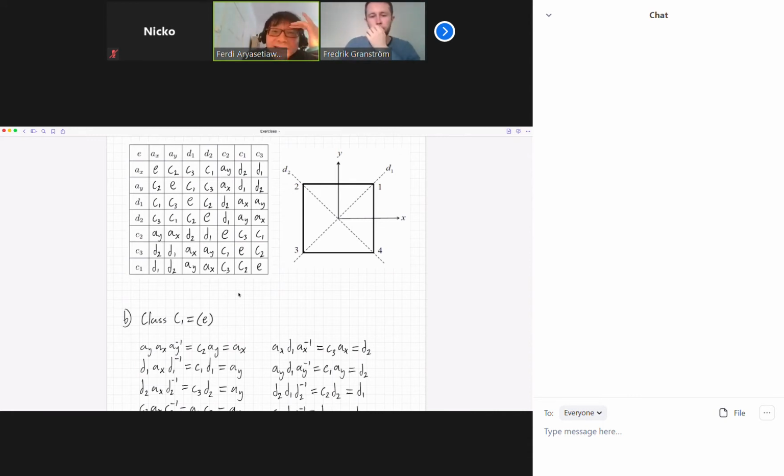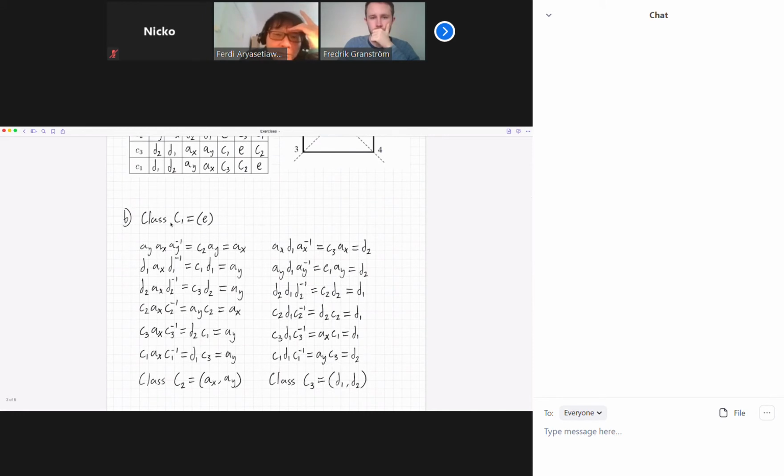Okay, so let's continue then. We obviously get the trivial class, just the unit element. And then we start by putting in AX in the middle, and then put all the other elements on each side. All elements except for C1 and C3 are their own inverse. So from the table we get the first values here and the inverses vanish. And then we see that AX is conjugate to itself. AX is also conjugate to AY. And then C3's inverse is C1, and we also get AY here. So then we get a class of AX and AY.